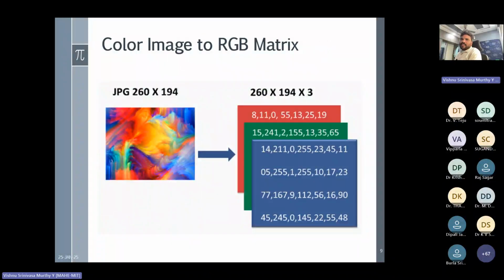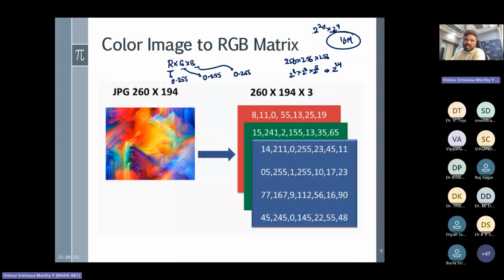In case it is a color image, our entire world will be represented by using 3 colors, that is R, G, and B. R has values from 0 to 255. Green has values from 0 to 255. Blue has values from 0 to 255. Total number of colors is 256 into 256 into 256, that is 2 power 8 into 2 power 8 into 2 power 8, which is equivalent to 2 power 24. 2 power 24 is 2 power 20 into 2 power 4, that is 16 mega colors available in the world.